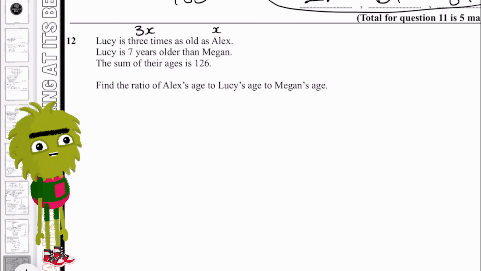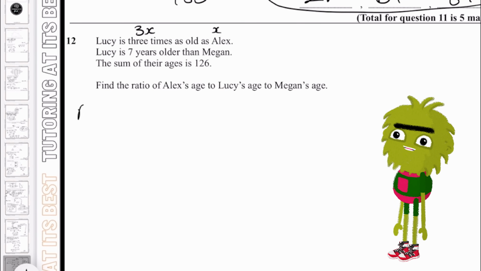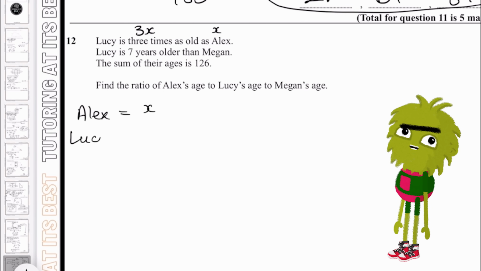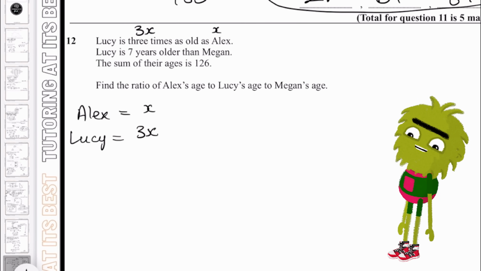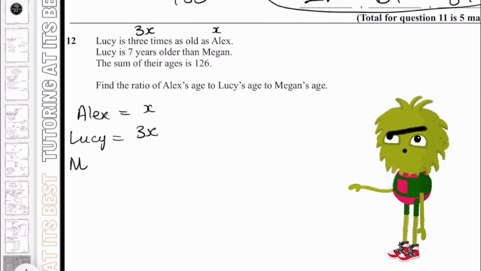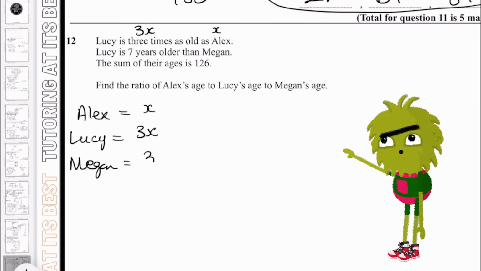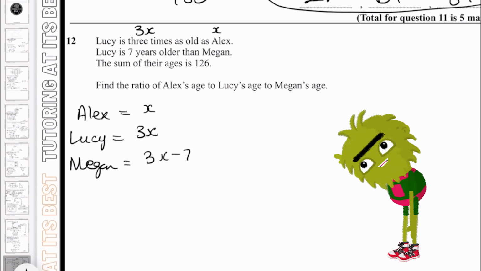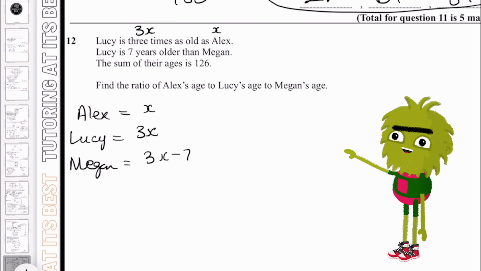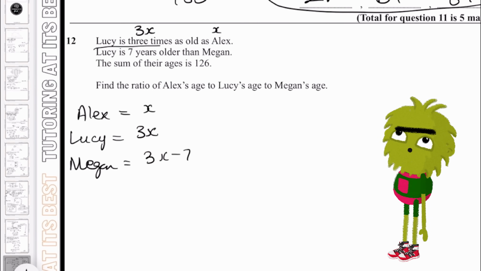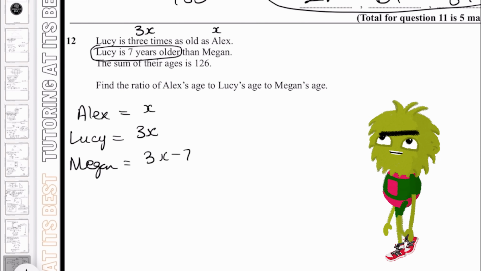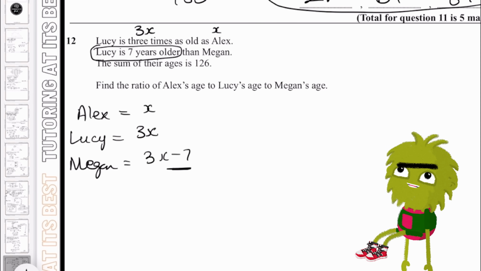For those who haven't watched our ratio video, please go ahead and watch that. But let's go ahead and attempt this here. We'll have Alex, which equals x. We'll have Lucy, which equals 3x. And then we will have Megan, which will equal 3x minus 7. The reason I've got that is because we know that Lucy is 7 years older than Megan. So Megan has to be 7 years younger, hence the minus 7.